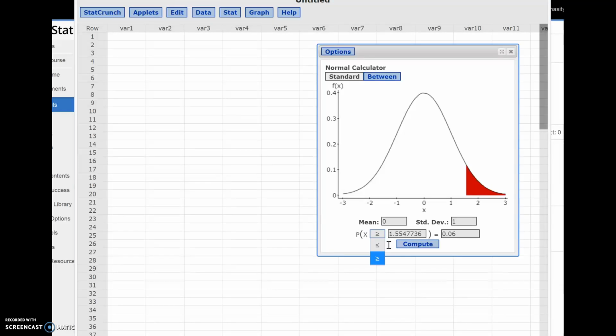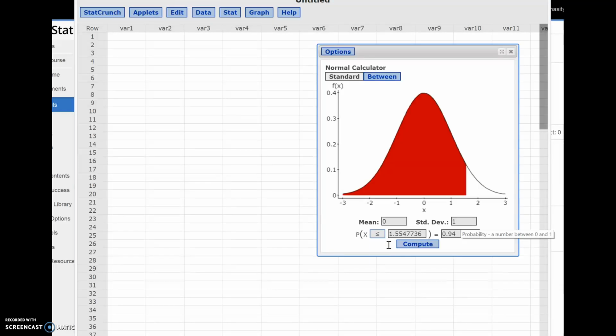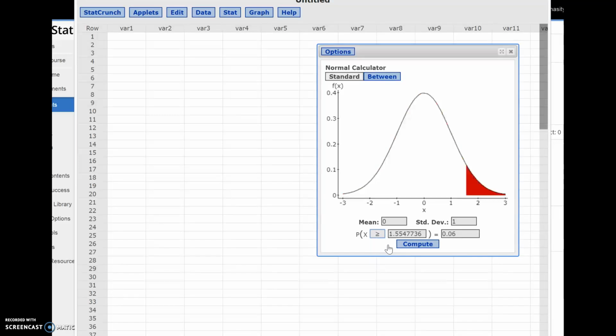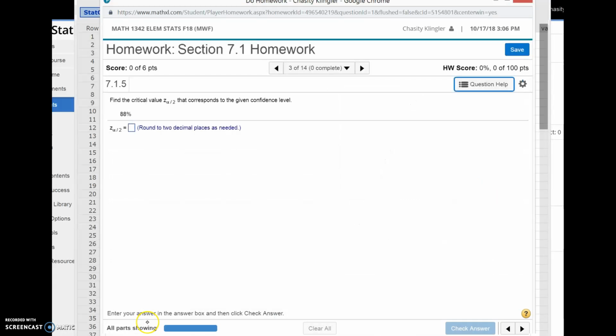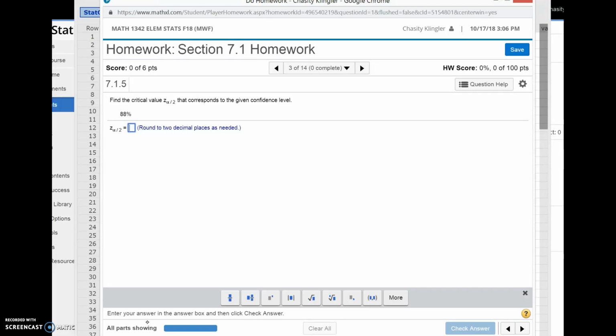So say if I left this as less than or equal to, that would be 0.94, or that they give you the same Z-score. So my Z-score there will be 1.55, and generally you round those to 2 decimal places. So my Z alpha divided by 2 is going to be 1.55.